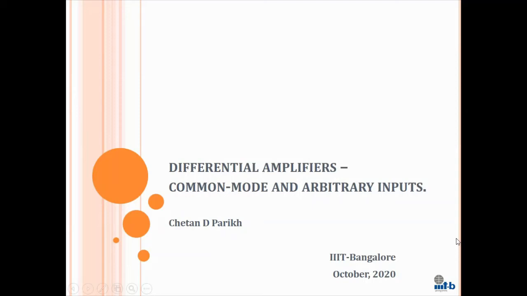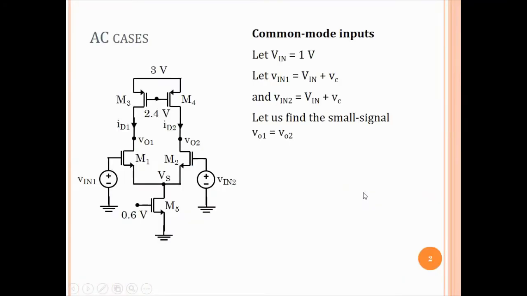Okay, so this is a continuation of the last lecture. We continue with the differential amplifier with a PMOS current source load, and we look at the common mode gain and the gain with arbitrary inputs, and also look at CMRR.